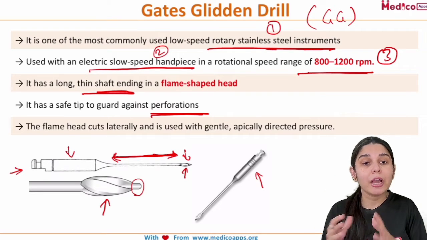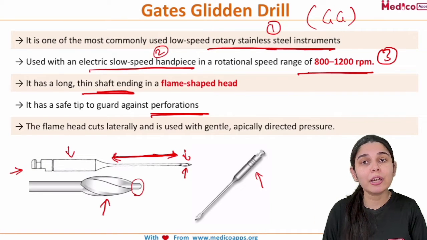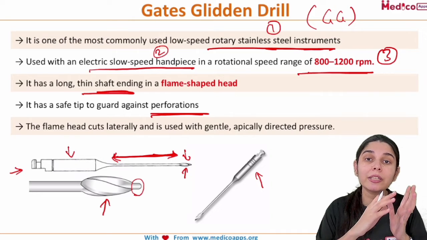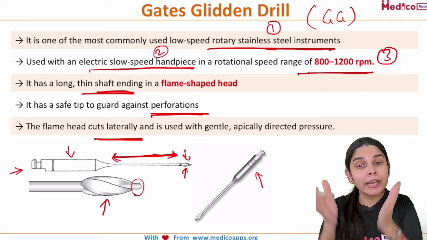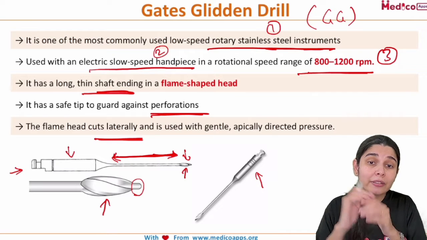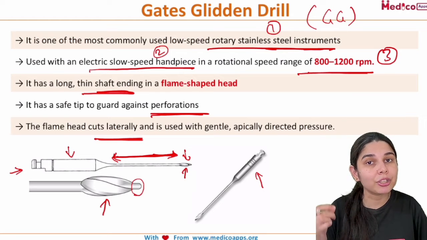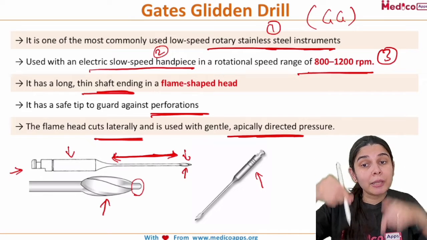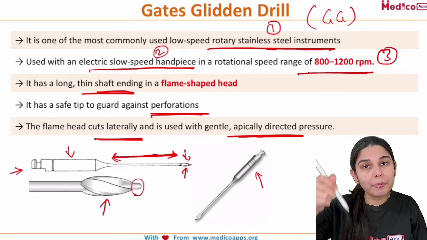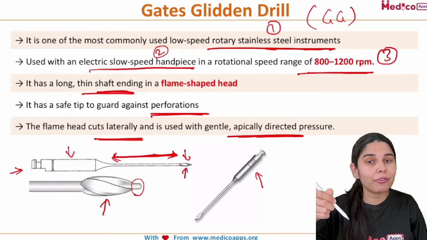How will the cutting take place with this GG drill? The flame head shape of this working end cuts laterally. It cuts laterally, and the cutting will be with gentle pressure. And where will the pressure be directed? It will be directed apically. So we will be cutting the tooth structure laterally with a gentle apical pressure on the root canal.